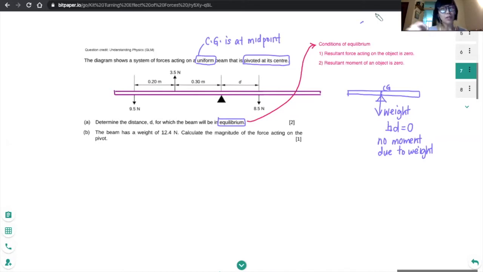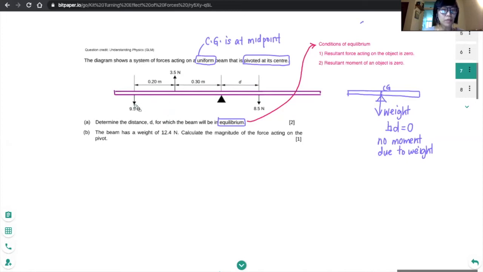When they say the resultant force acting on the beam is 0, it means that the forces are balanced. And for the resultant moment being 0, it means that the clockwise moment is equal to the sum of anticlockwise moments. Now we're going to apply this. In this case, we're going to apply that the resultant moment of the beam is 0. So for part A, we're going to look at all the forces shown here.